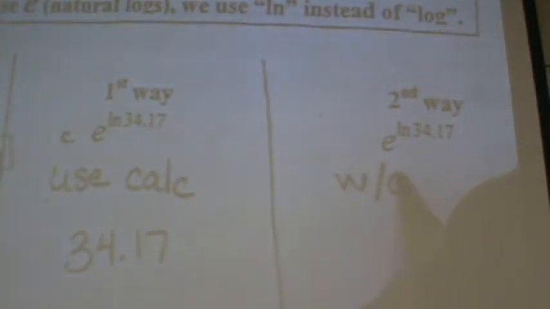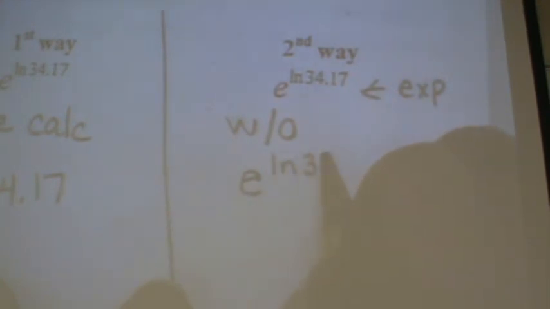Okay, so what if I don't give you the calculator? Are you going to be able to do this one? So without a calculator. This is written in exponential, so we want to convert it to log form. How do you convert this to log form? e to the ln 34.17 is equal to something. What is it equal to? So let's convert this. We're going to write the log of x base e equals ln 34.17. You're going to know what goes where.